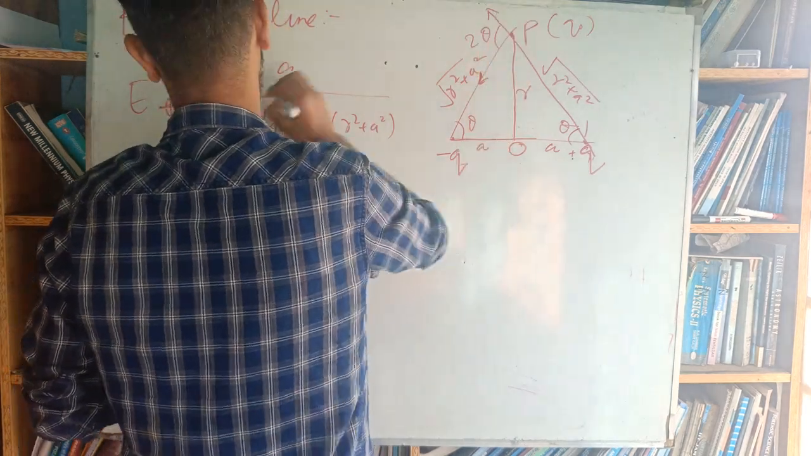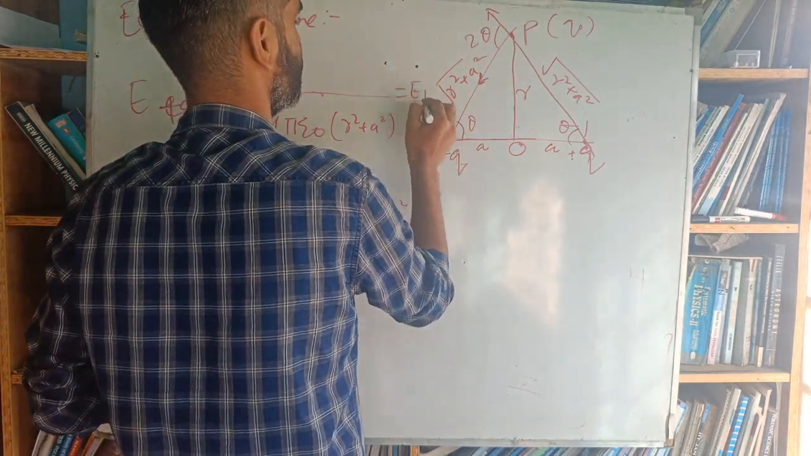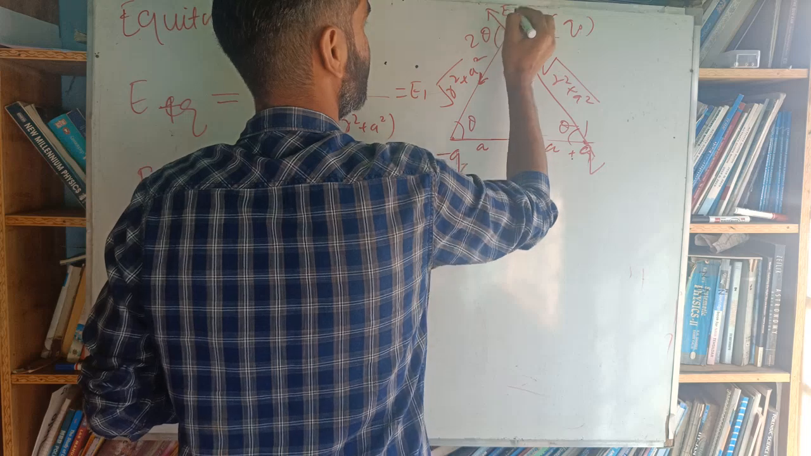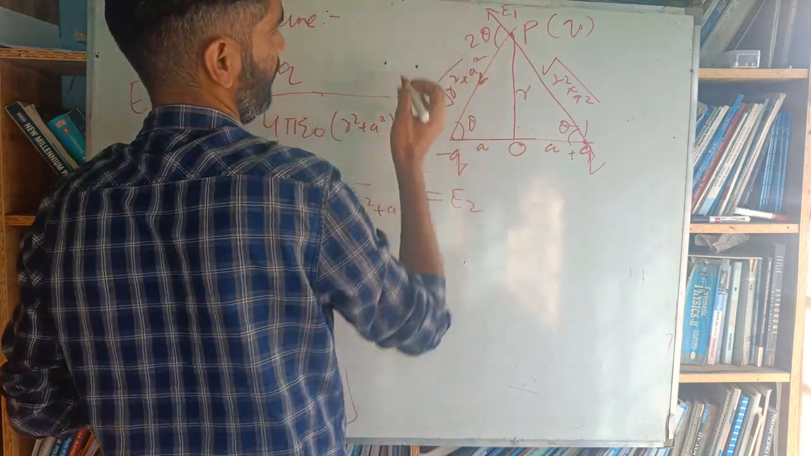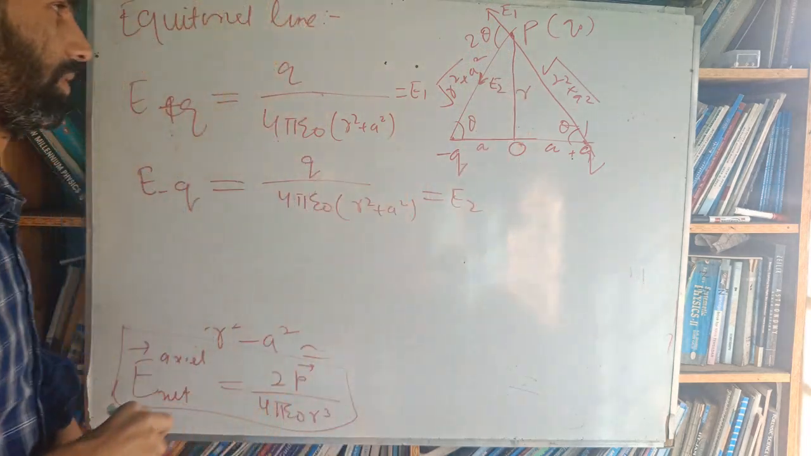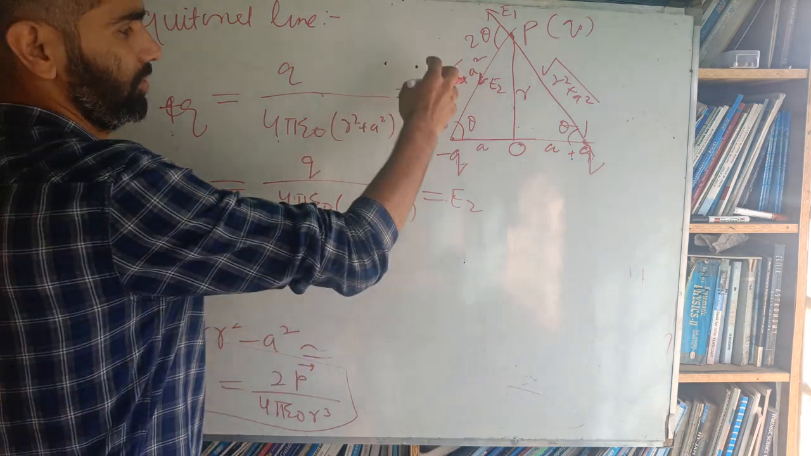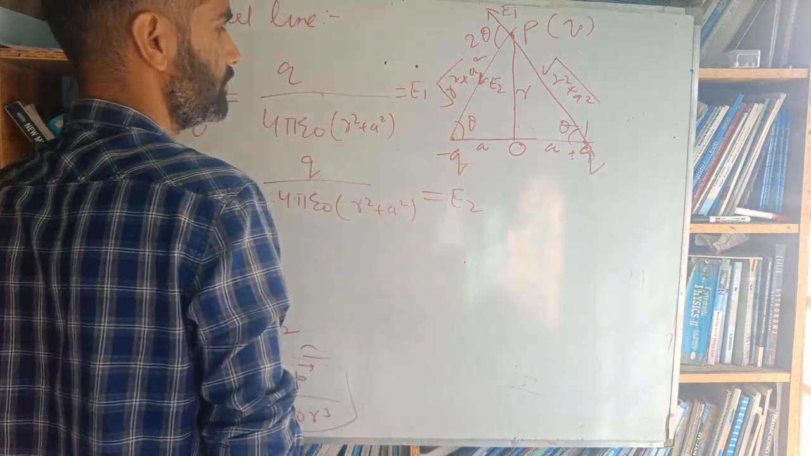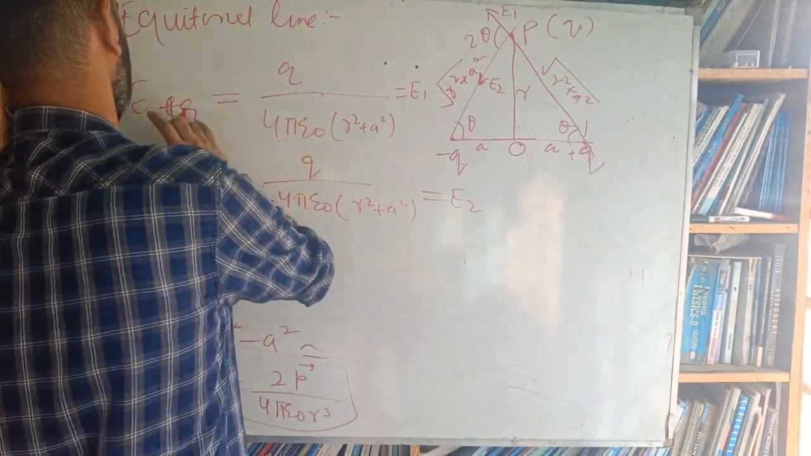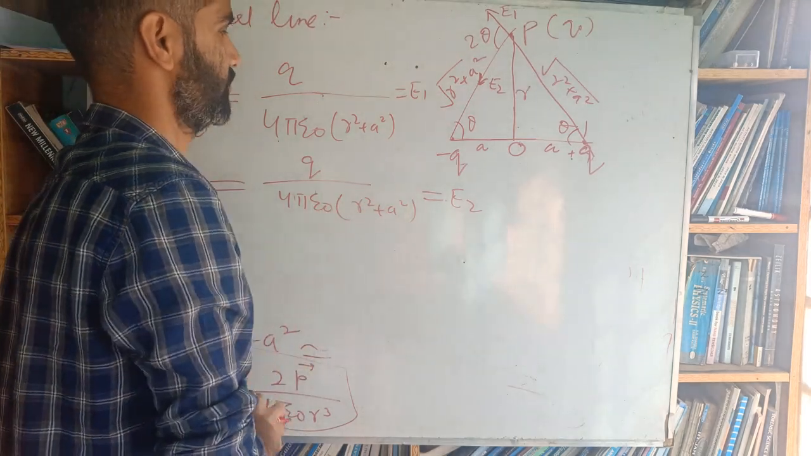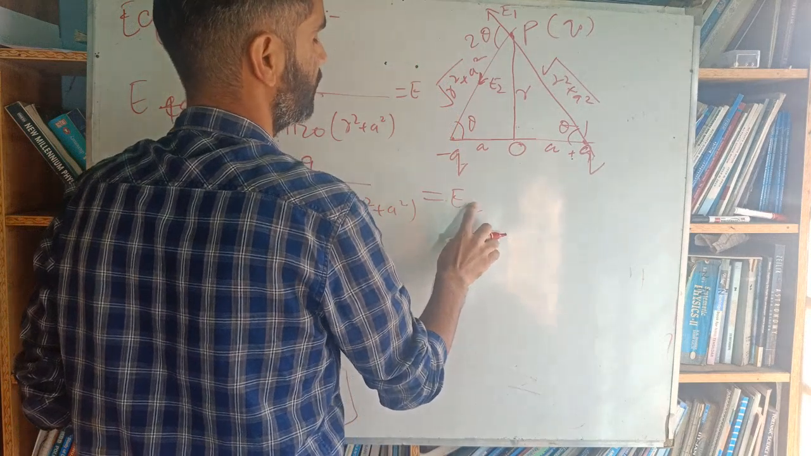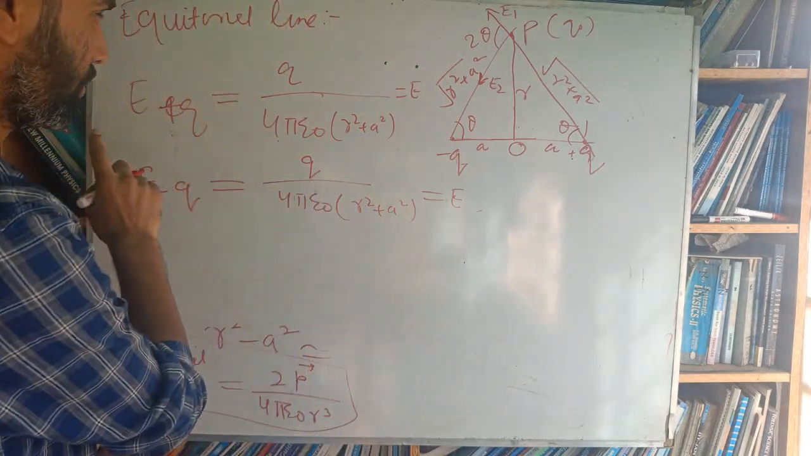This E plus q I call E1, and this as E2. So this is my E1 vector pointing away from point P, and this is my E2 vector towards the minus q charge. Since the magnitude of the two electric fields is the same, I can write this as equal to E, and this is equal to E.